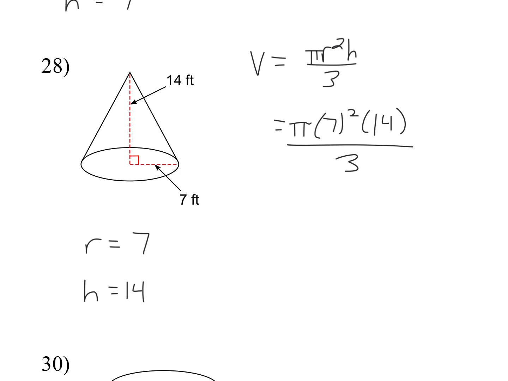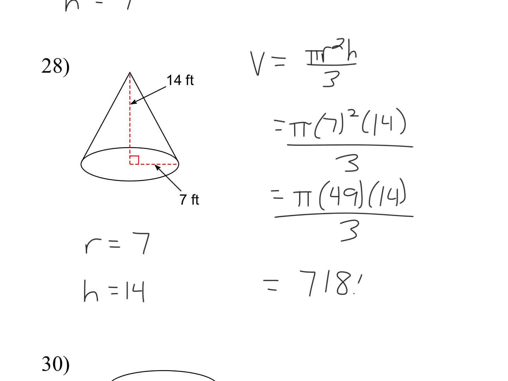What needs to happen first before you plug all this in your calculator? The exponent has to happen first. Okay. Again, what is going to happen last? What's going to be the last thing you do? Divide by 3. Yep. What'd you guys get? 718.4 feet cubed.